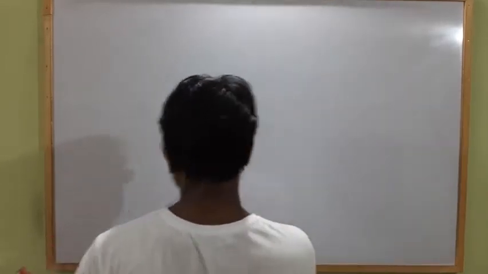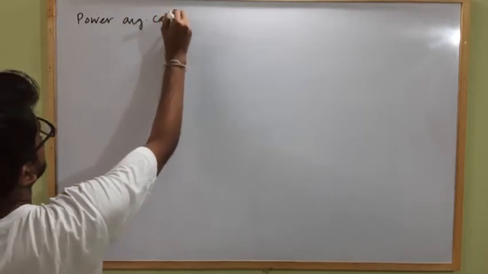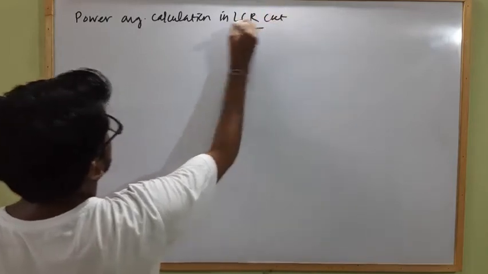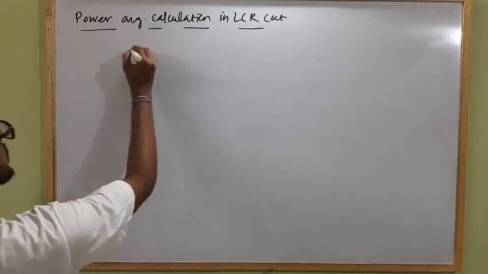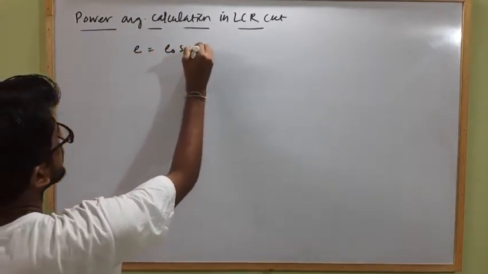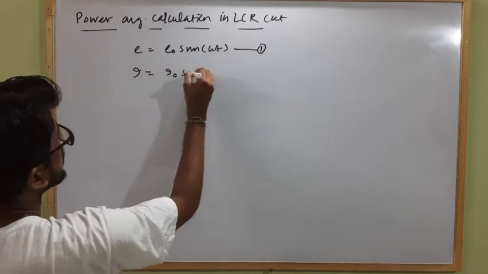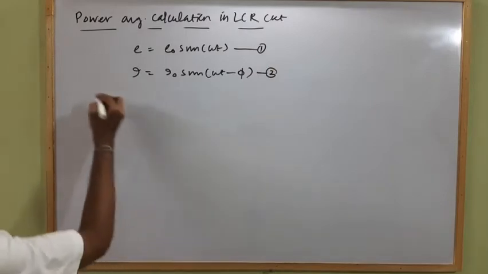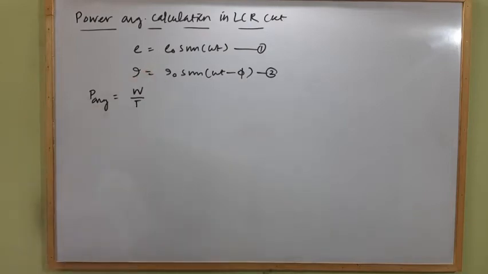So now let us discuss power average calculation in LCR circuit. So what is the power average in LCR circuit? We already know in LCR circuit what is E? E equal to E naught sin omega t, and what is I? I equal to I naught sin omega t minus phi. Clear? So what is P average? P average equal to total work done by total time.